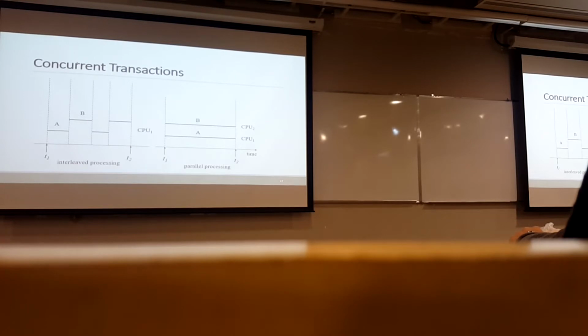Okay, so concurrent transactions, we have A, B, okay? A and B. So this, we call it interleaved processing. Okay, so A, B, and C and D also. Okay, so this is the time, CPU time.